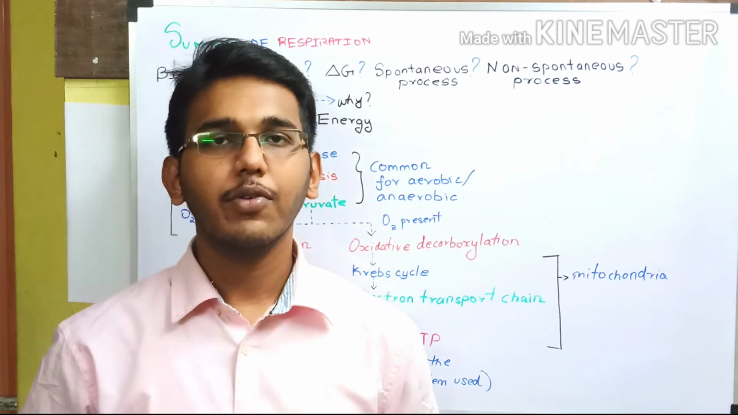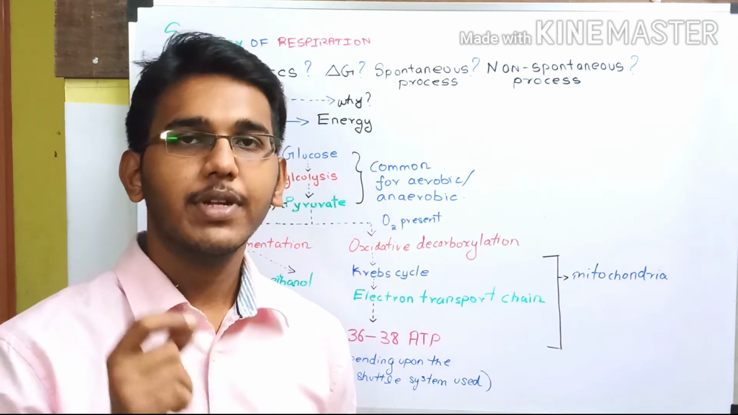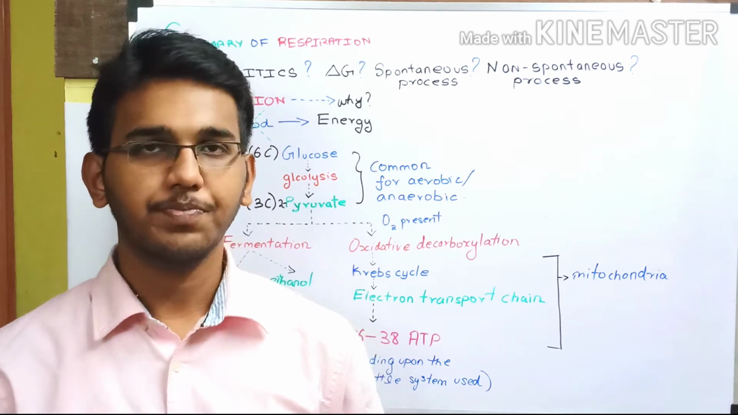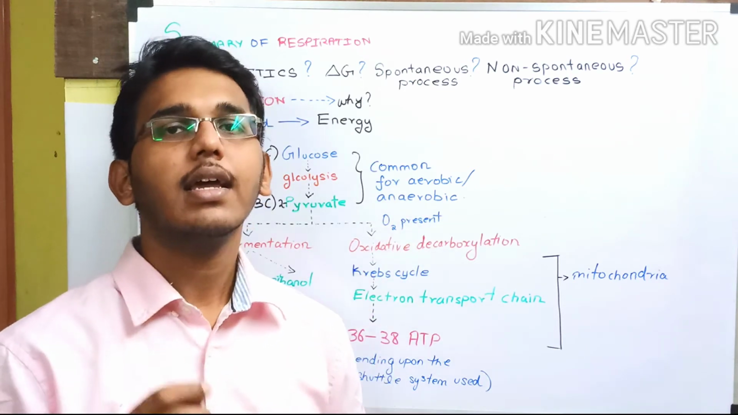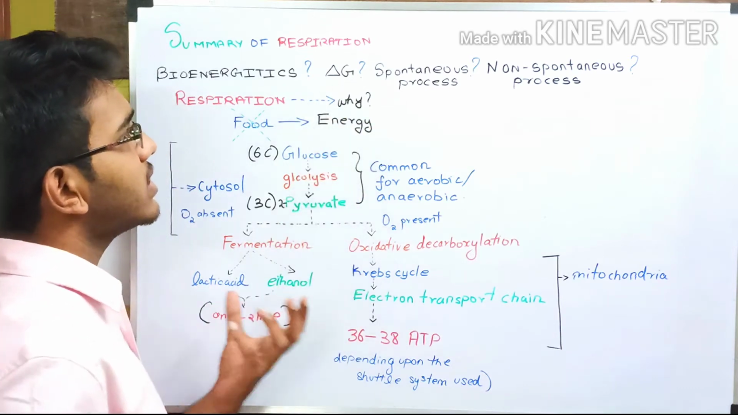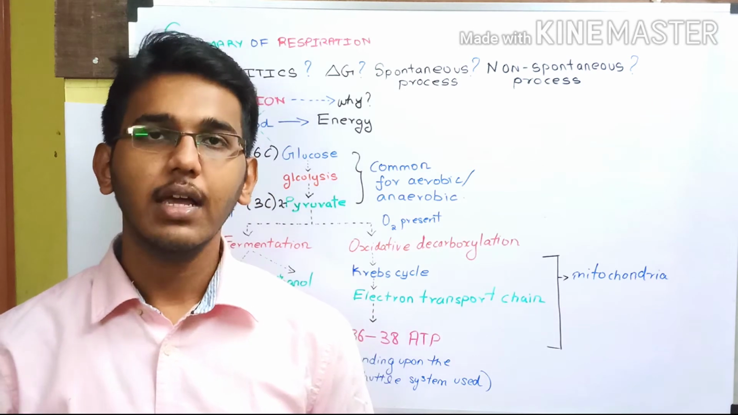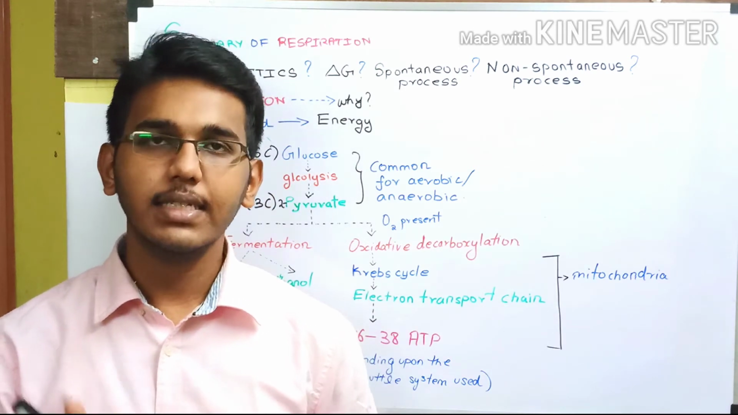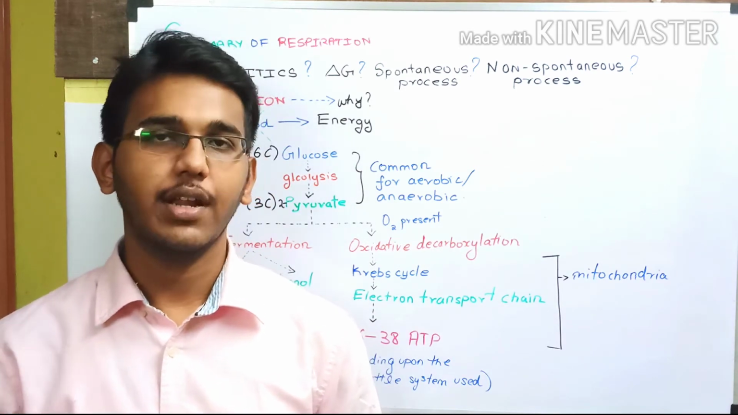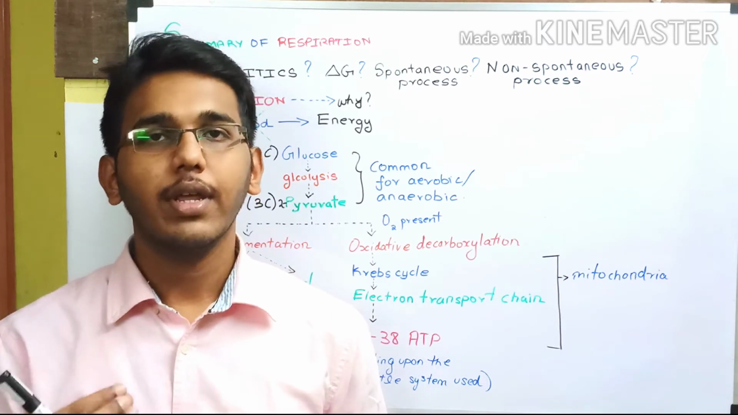Next, we have to discuss three important terms which are also responsible for the respiratory mechanism to properly function. The second term is G, that is free energy. Delta G means change in free energy. What is free energy? Free energy is the energy available for the reaction to occur, and delta G means change in free energy, that is the energy produced or energy absorbed during a reaction.